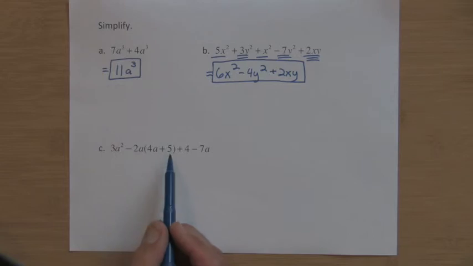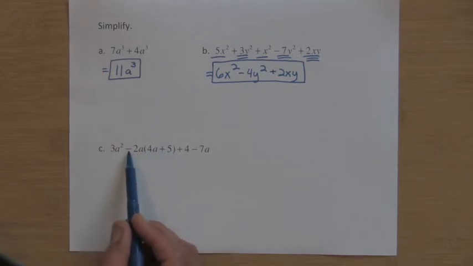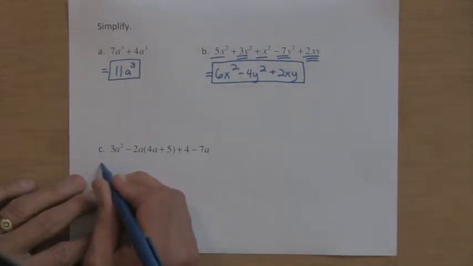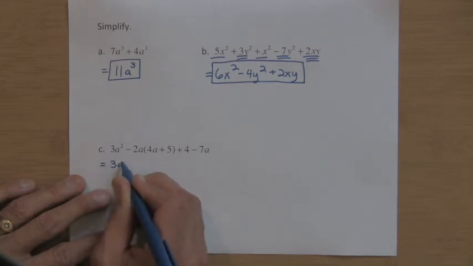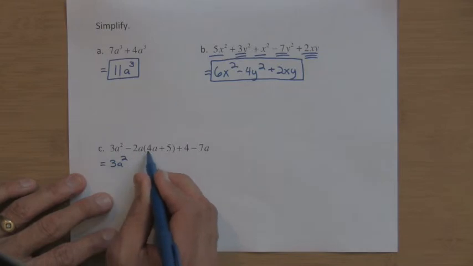This 4a plus 5 really represents a different amount because it's multiplied by not just a 2a, but that minus sign in front means that 2 acts as a negative. So let's change what's in parentheses and show what it really represents. This 3a squared, not affected by what's in parentheses. This is a negative 2a times a 4a.